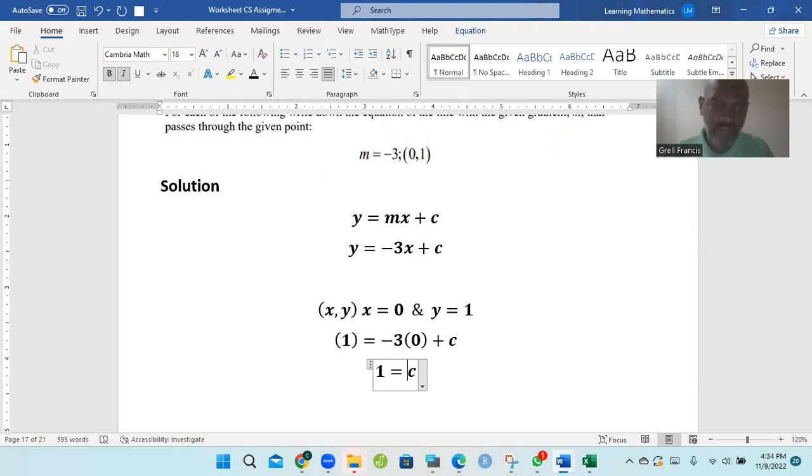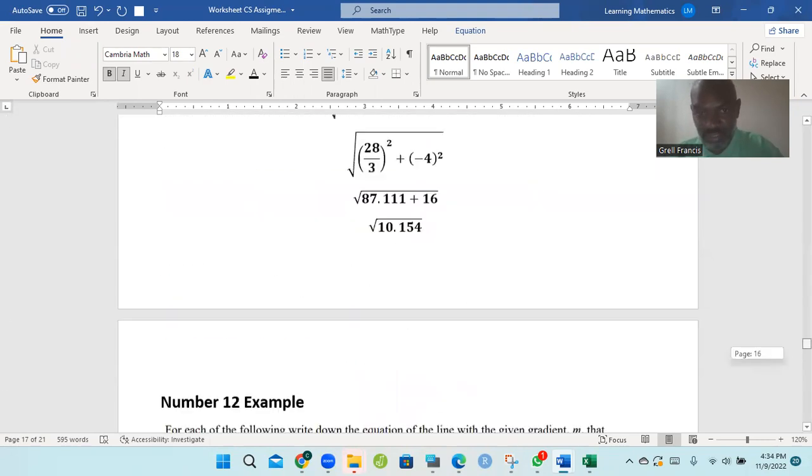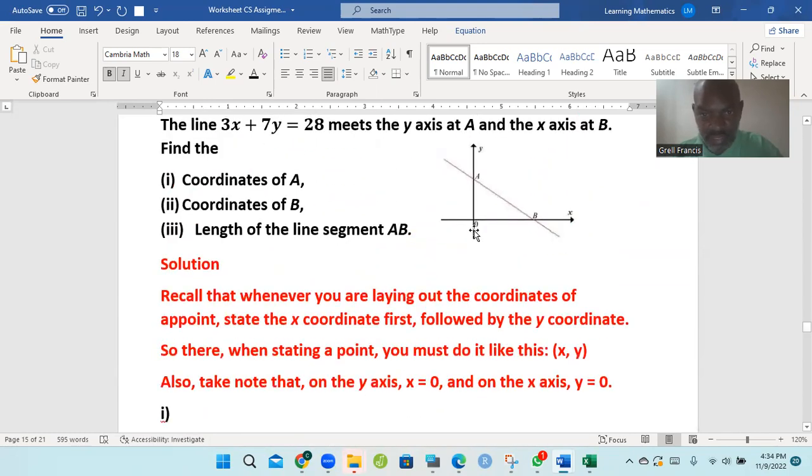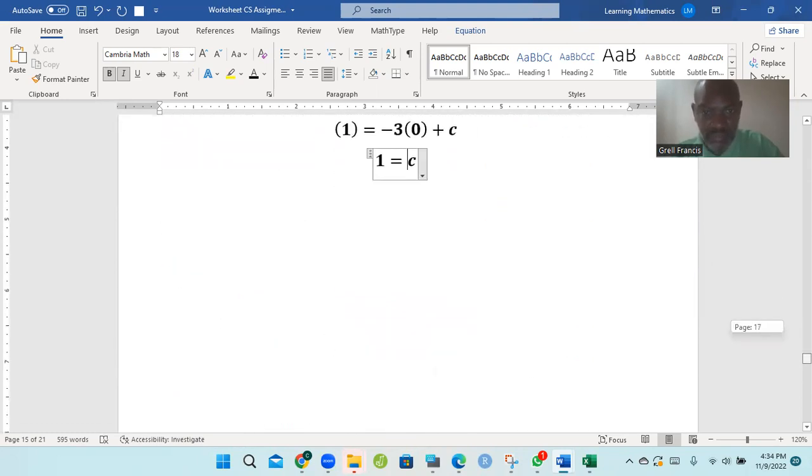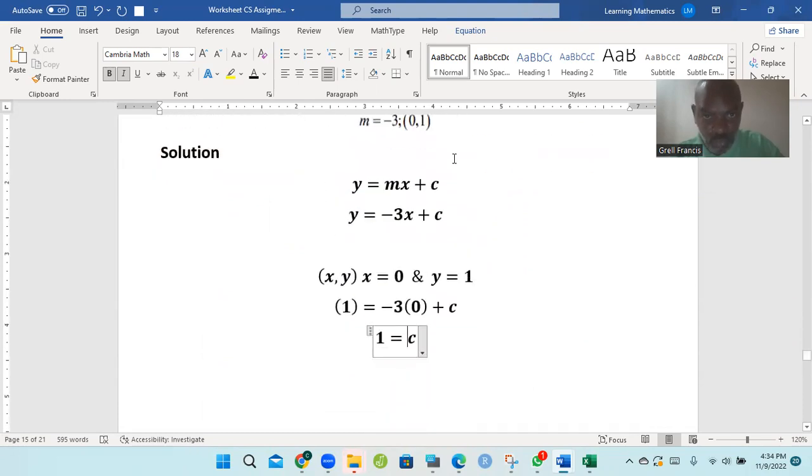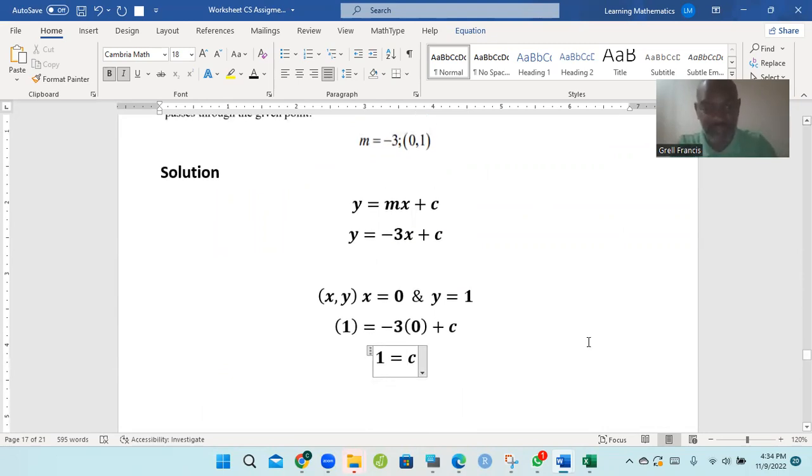And another way to have concluded that c is 1: remember, when x is 0, therefore you're on the y-axis. c is the y-intercept, you know. So if you can recall, in this question here, you have a graph. Once x is 0, you are on the y-axis. So that 1 we see in there is the y-intercept automatically. That 1 there must be c, must be the y-intercept, because x is 0. Once x is 0, you're on the y-axis.